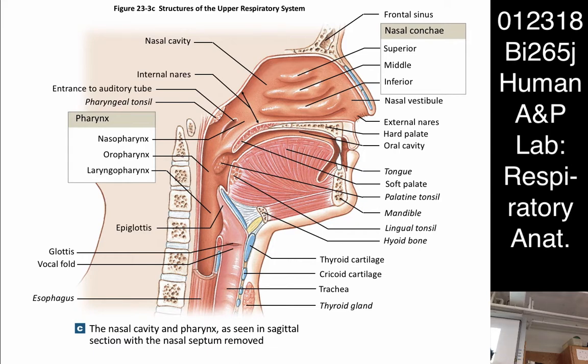What's new here? So here's the internal nares, pharyngeal tonsil. Did I spell that right? P-H-A-R-Y. The auditory tube, nasal pharynx. So this is what's called the palatine, P-A-L-A-T-I-N-E, the palatine tonsil. These are the tonsils that people usually refer to or have removed.